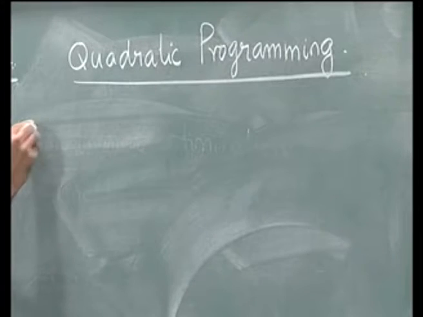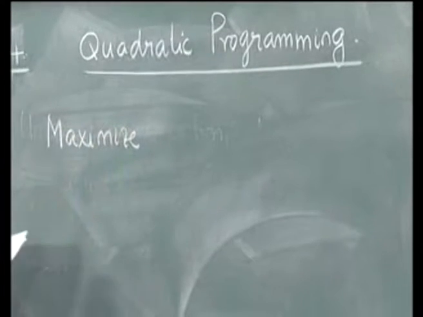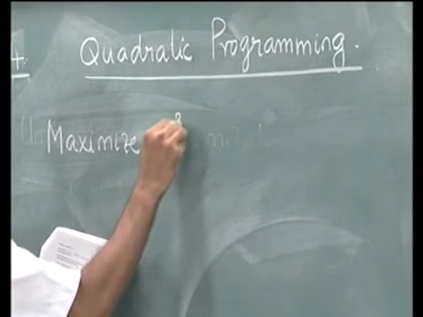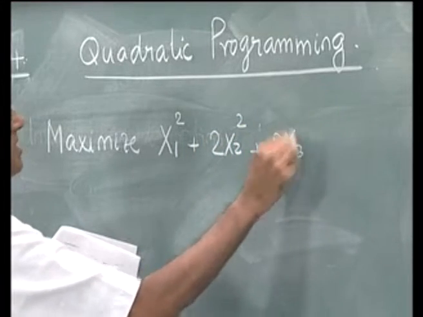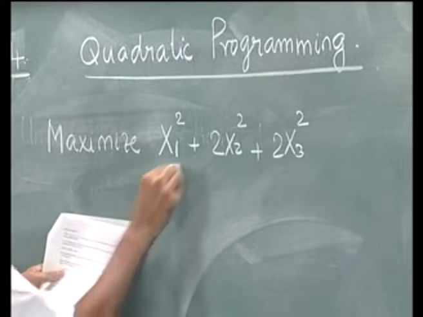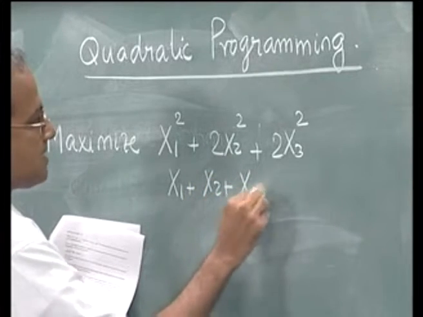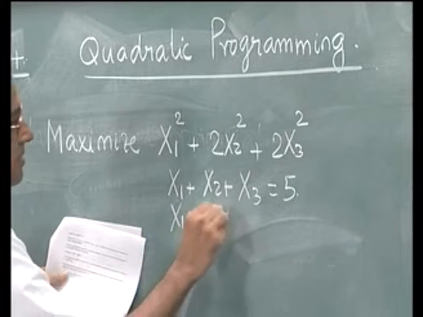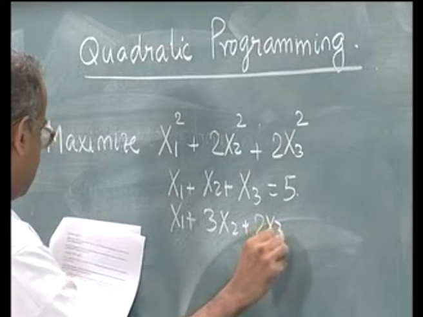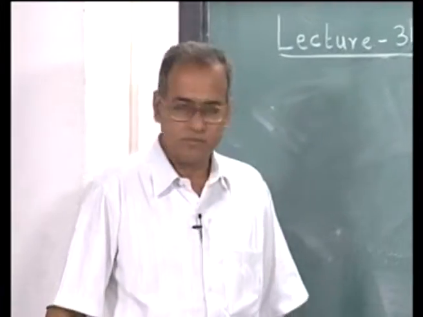Now, let us look at a problem like this. Maximize x1 square plus 2x2 square plus 2x3 square subject to x1 plus x2 plus x3 equal to 5 and x1 plus 3x2 plus 2x3 equal to 9. See, in this example we do not have an explicit mention of x being greater than or equal to 0.